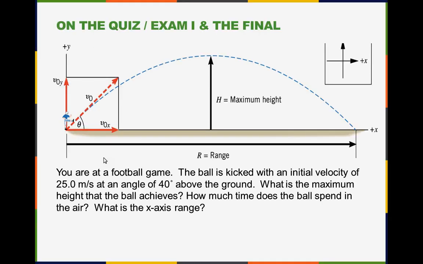Okay, coming up next on the quiz on this material, on exam 1, and if we were to have a final in this course, on the final would be a question like this. This picture, different numbers, these words. You're at a football game, the ball's kicked with an initial velocity of 25 meters per second at an angle of 40 degrees above the ground. What is the maximum height the ball achieves? How much time does the ball spend in the air? And what is the x-axis range?